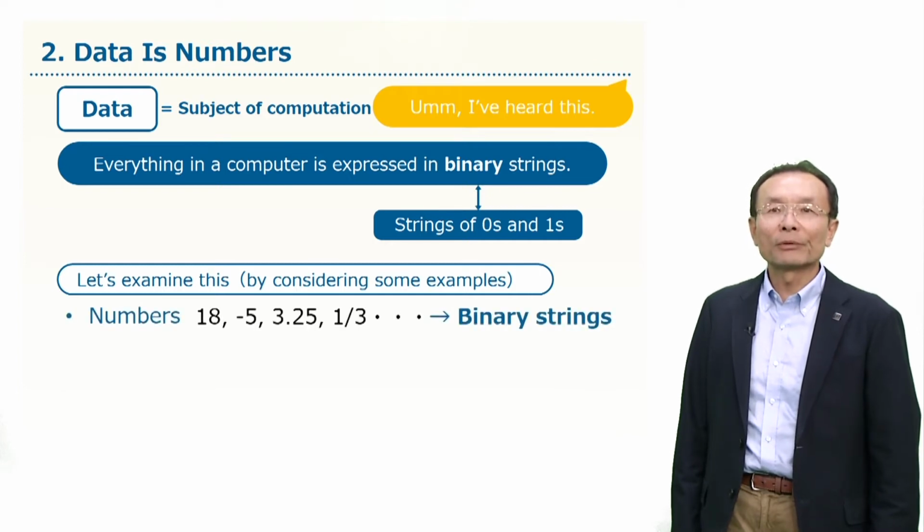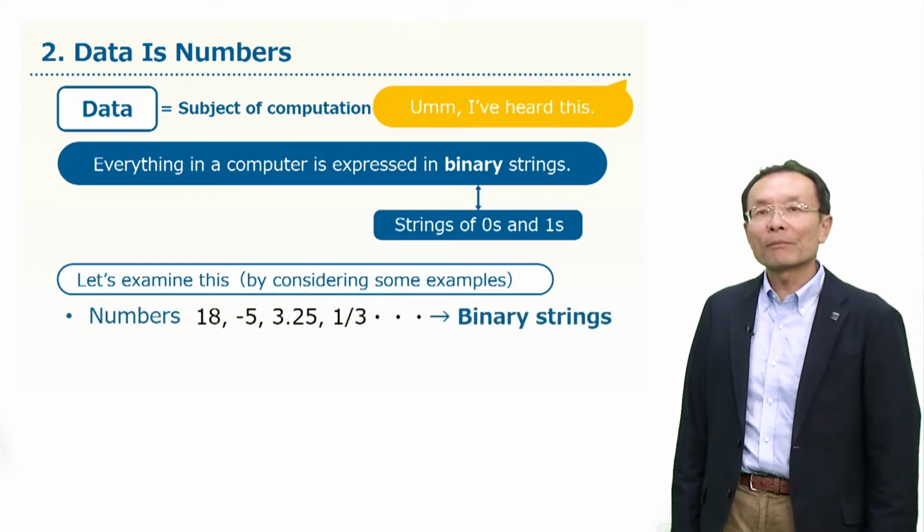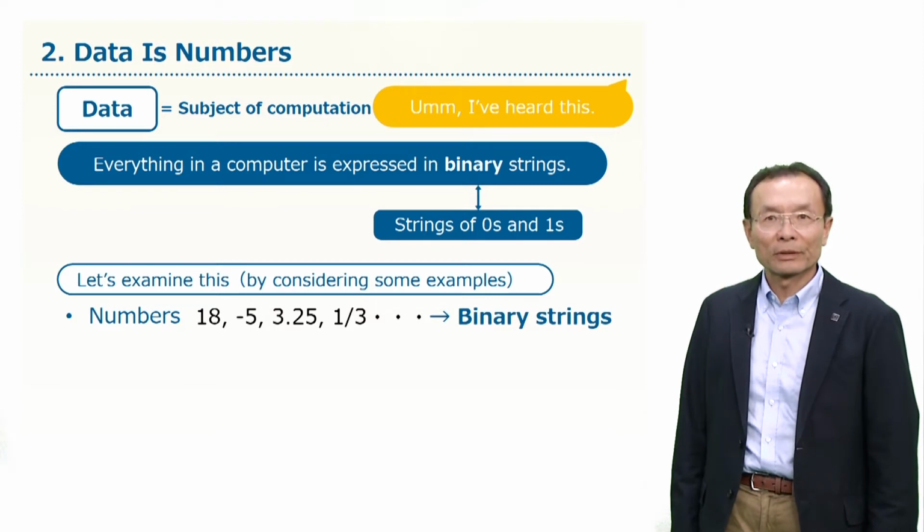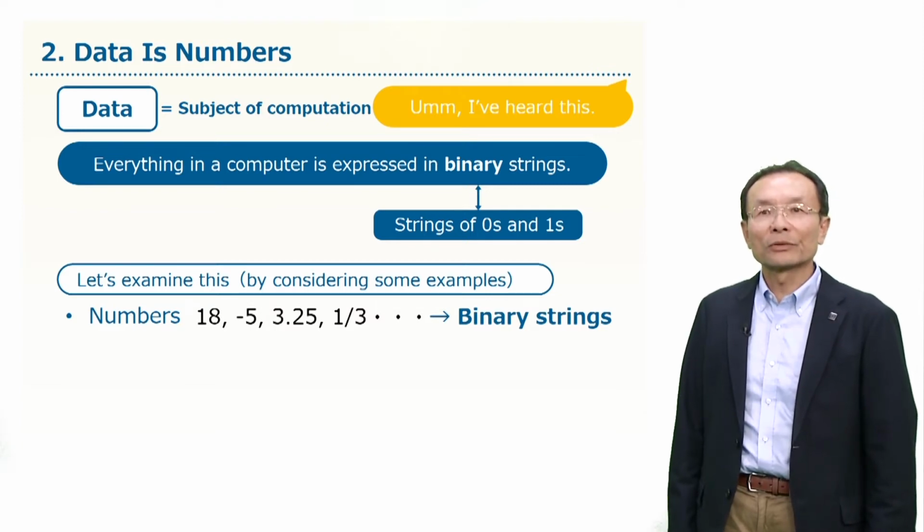The first example is numbers. Numbers have binary representations. Binary representations are nothing but binary strings, that is, strings of zeros and ones.